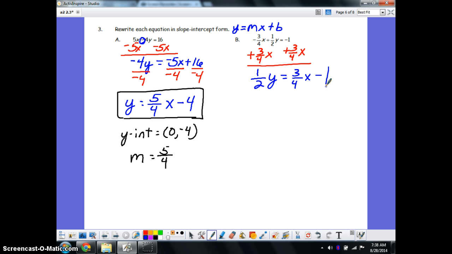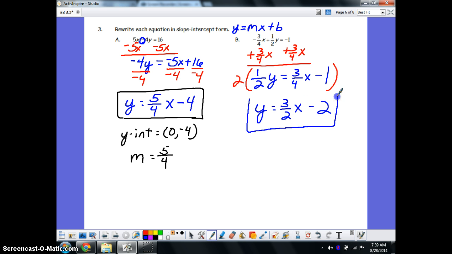And to get the y by itself, we're going to divide everything by 1/2. Well, dividing by a fraction is the same thing as multiplying by its reciprocal. The reciprocal of 1/2 is 2 over 1, or 2. So we're going to end up multiplying everything by 2. 2 times 1/2 is 1. So they cancel. 2 times 3/4 becomes 6 over 4. We only multiply the 2 to the numerator. 6 over 4, which reduces to 3/2, minus 2. There's the equation of that line in slope-intercept form.